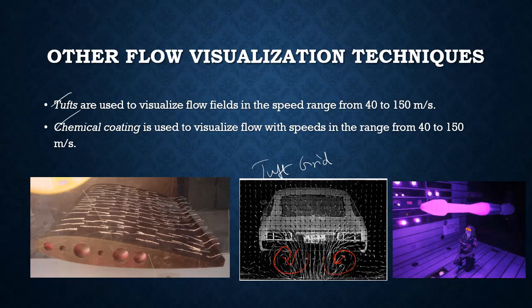And then at last we have the chemical coating. So this is nothing but chemical coating, that is PSP and TSP, pressure sensitive paints and temperature sensitive paints, which is a famous technique useful for intrusive as well as non-intrusive methods. Here you are applying some coating on the particular model.